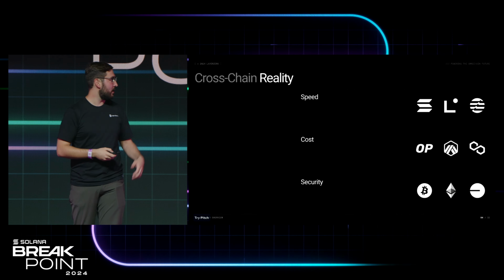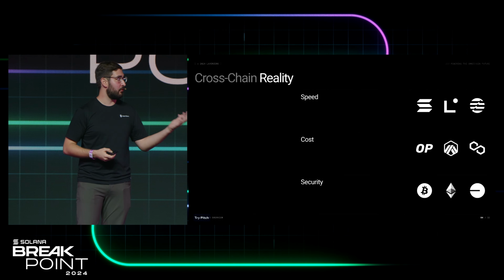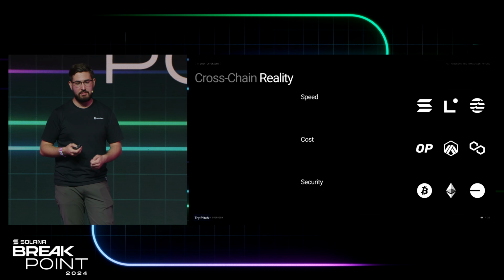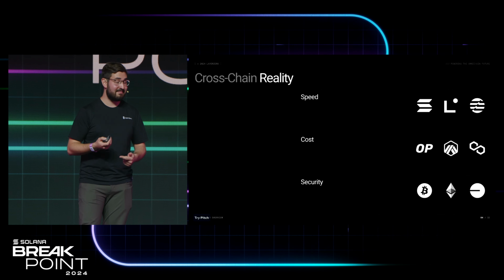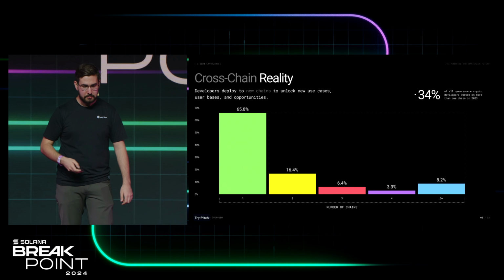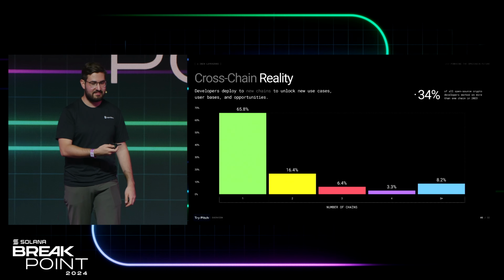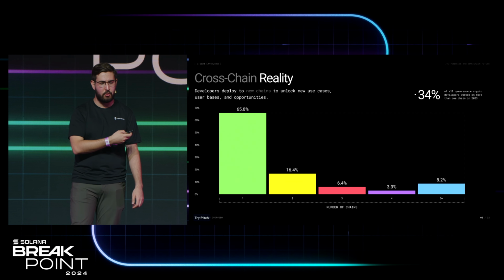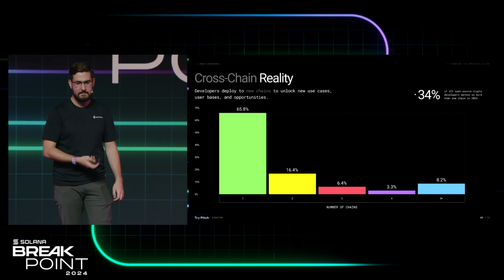Catching up a little bit here, we understand that cross-chain is reality. Different chains have different value propositions, both in terms of speed, cost, potentially communities, funding, et cetera. And we see developers moving to more and more chains. This is from the Electric Capital Developer Report back in 2023.